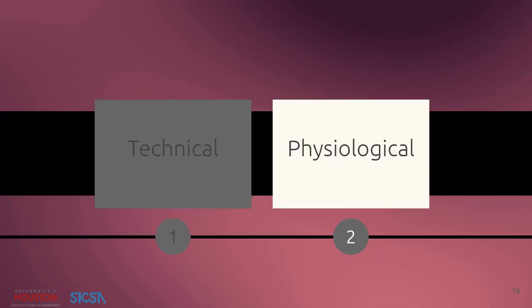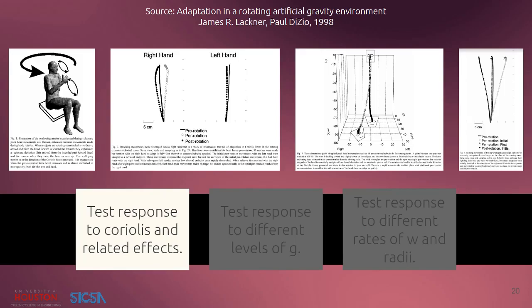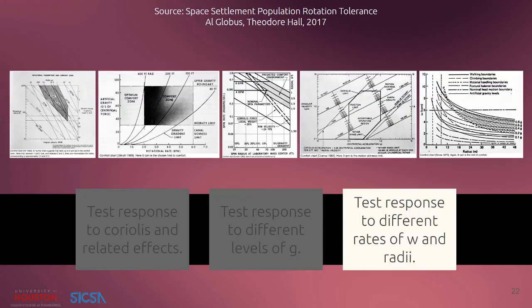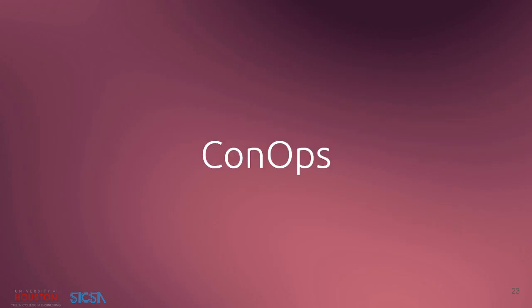And now for the physiological test objectives, we can test the human body's response to Coriolis forces and other related effects. We can also test the human body's response to the different levels of G and the varying levels of RPM and the radii used to achieve these gravitational conditions.